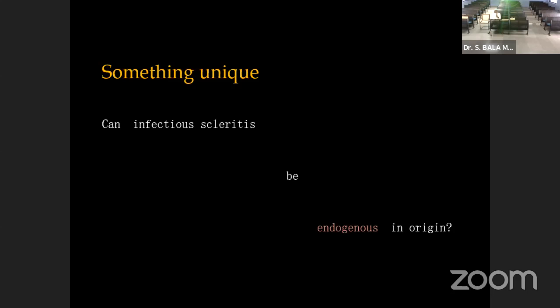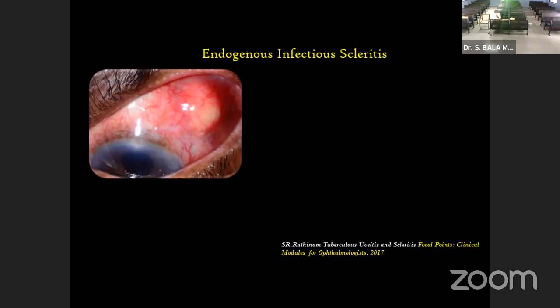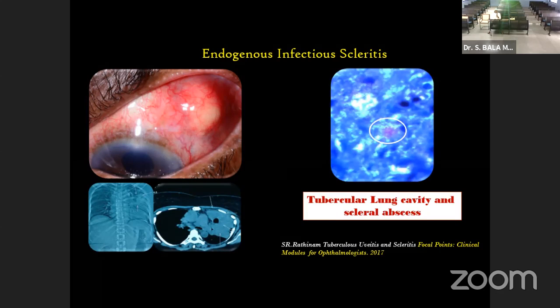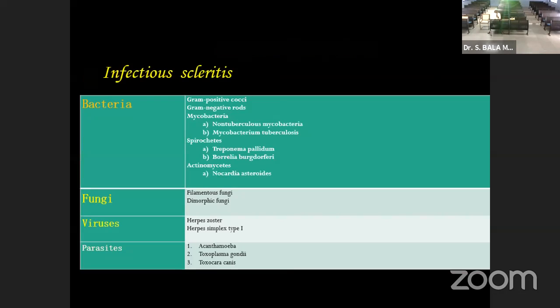Something unique we also came across was an endogenous origin of scleritis, like in this case published by my teacher, Dr. Ratnam, with tubercular lung cavity identified in the CT scan. You see a huge elevation of the sclera with marked pus collections. And this is another case of Nocardia, which had a poor prognosis with lung cavity, and the scleral abscess was sent for culture sensitivity, and we were able to identify it.